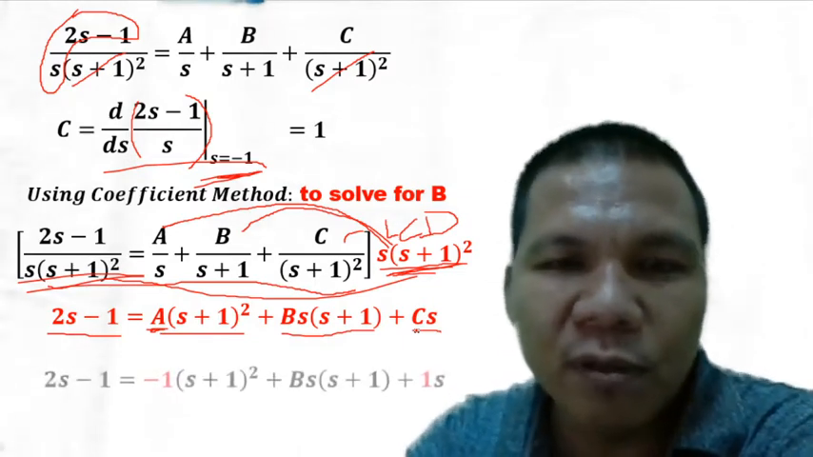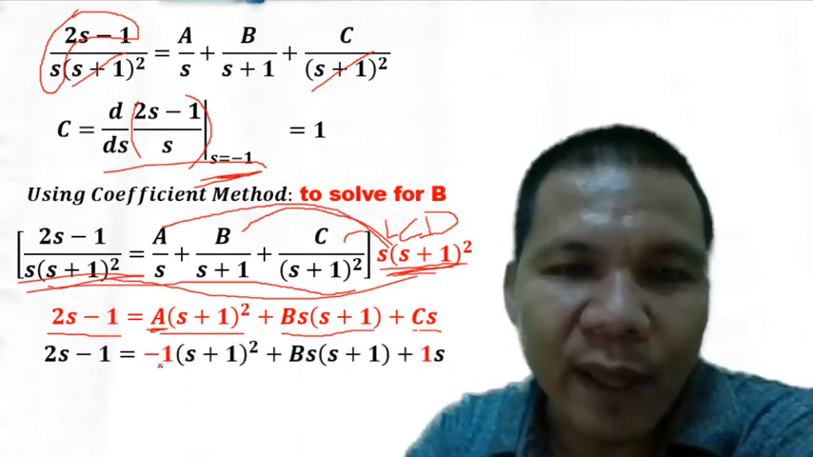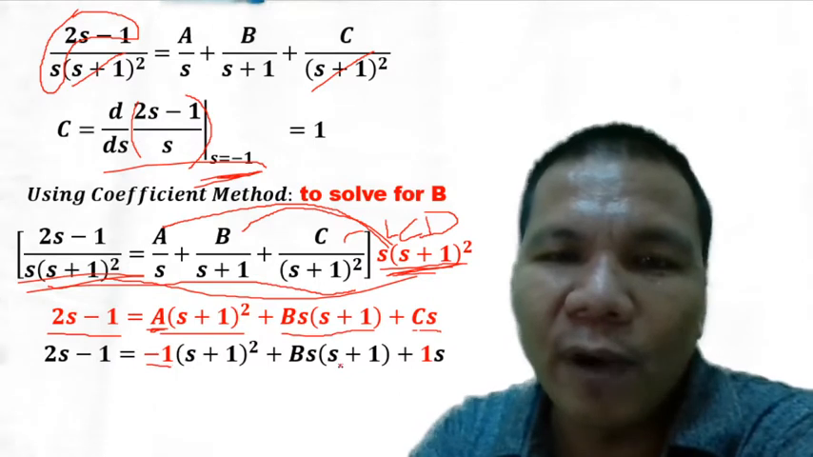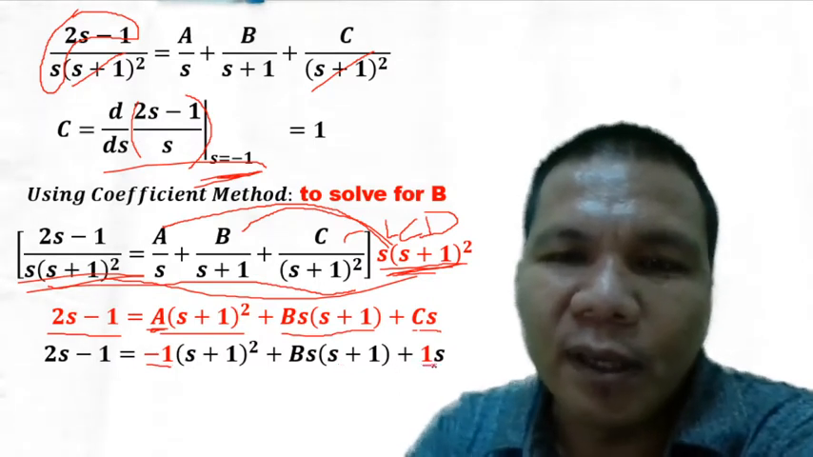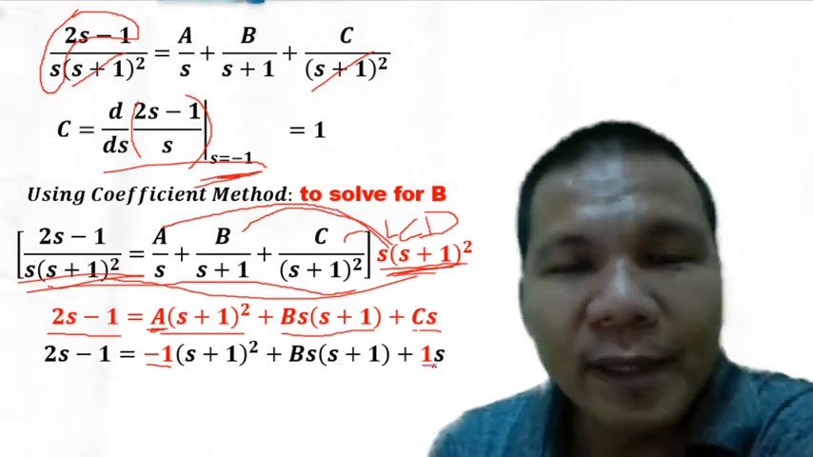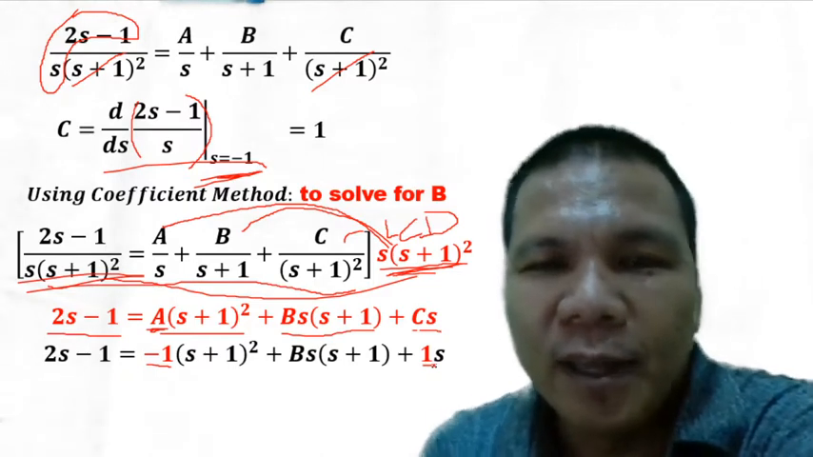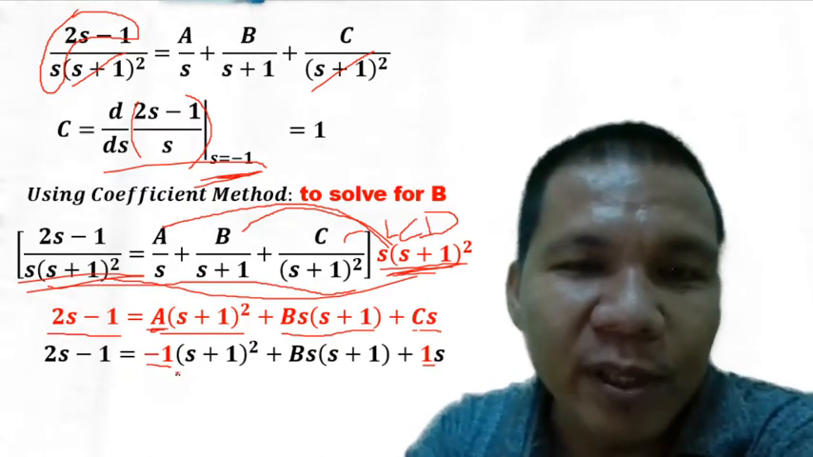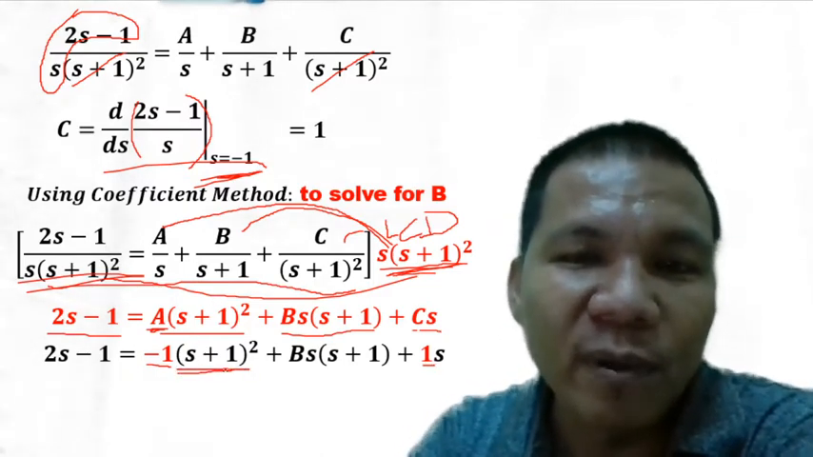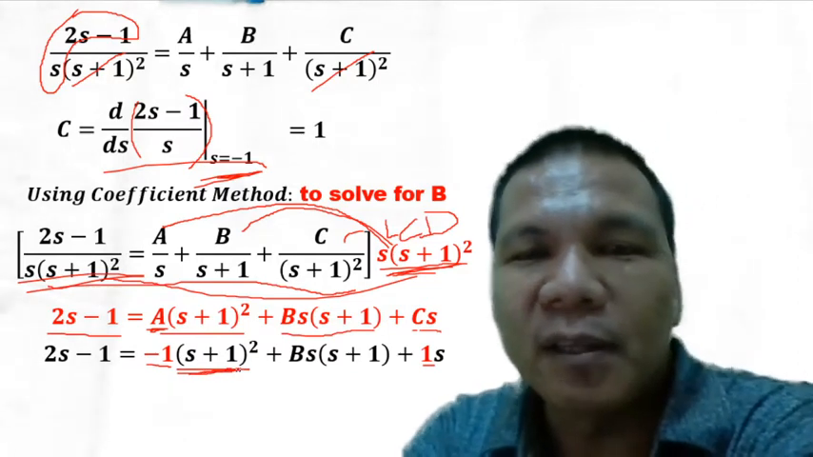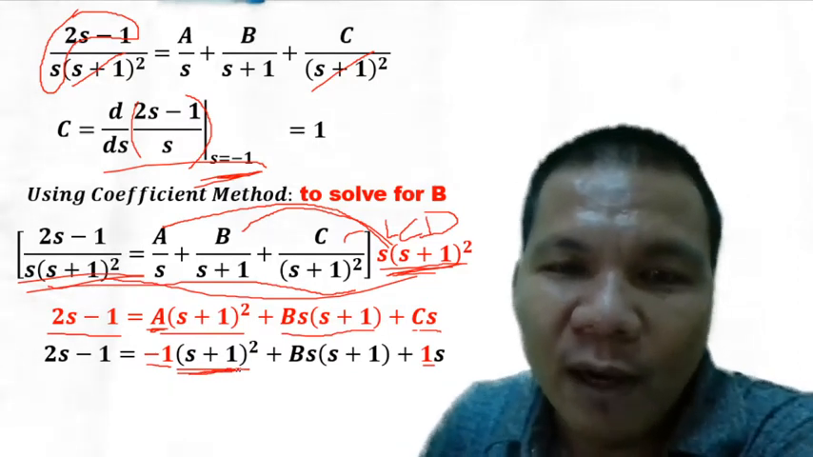Then substitute that value. A is negative 1. We have solved that a while ago. And C is equal to 1. All right. Then what are we going to do next? We need to use the coefficient method. But before that, we need to expand this binomial.